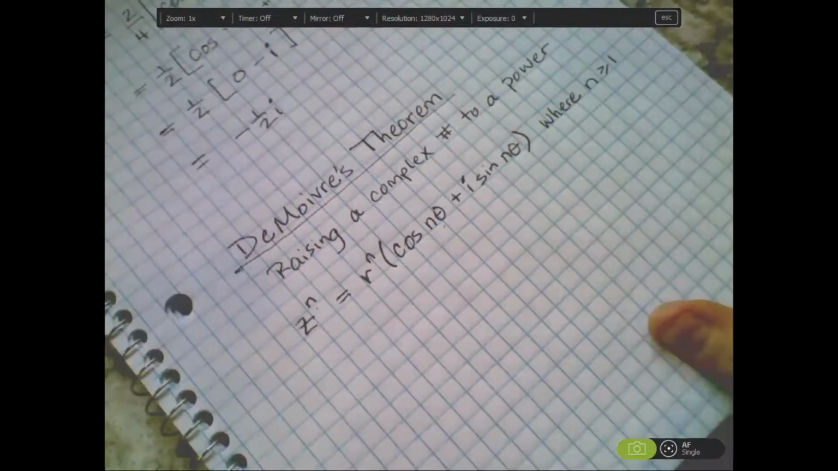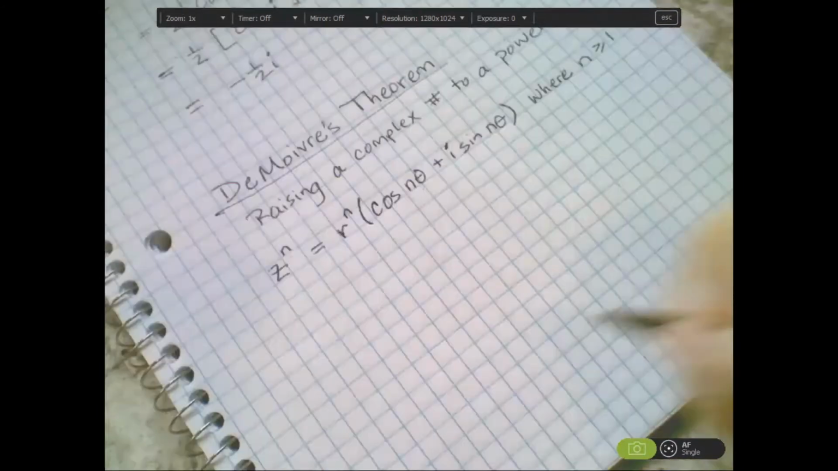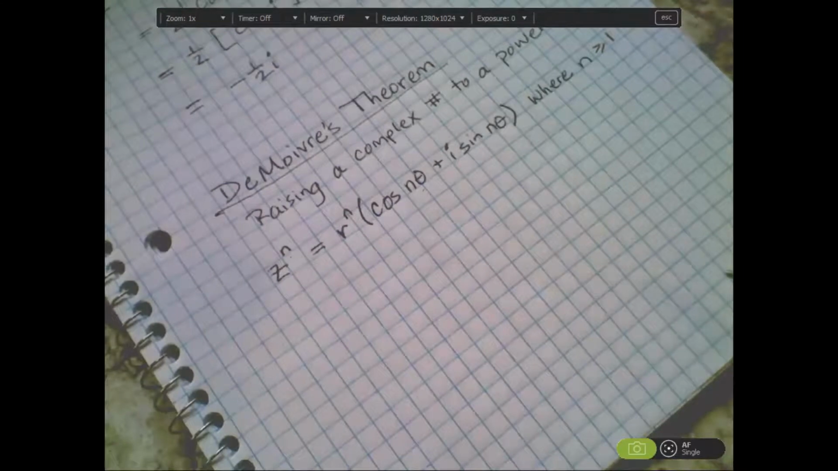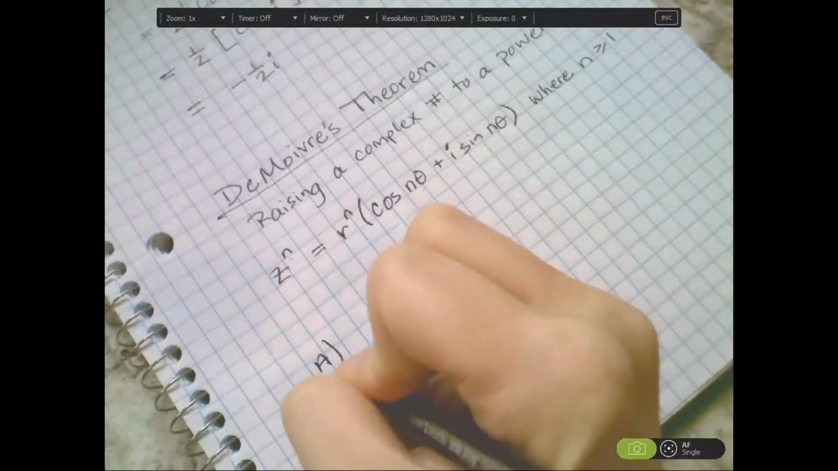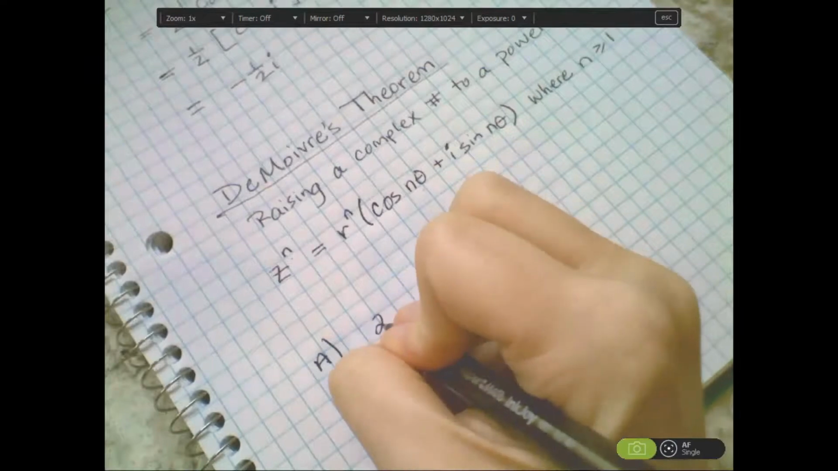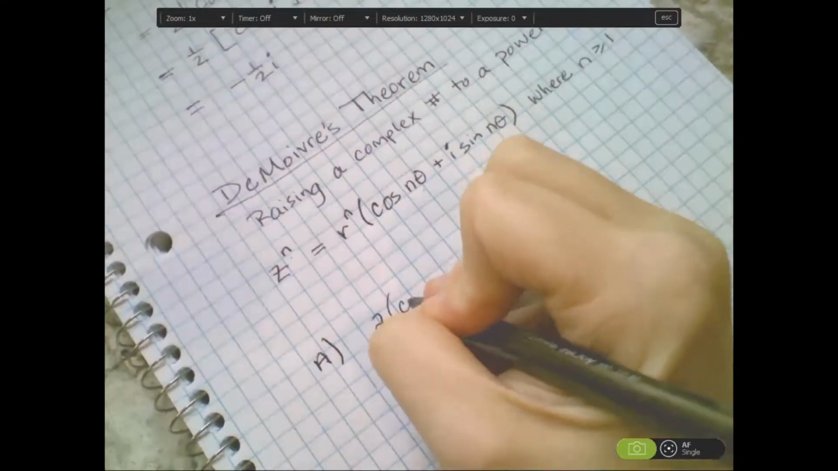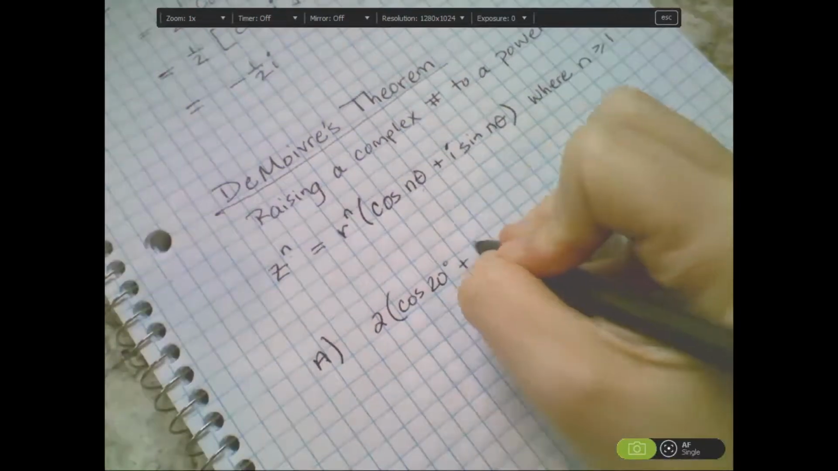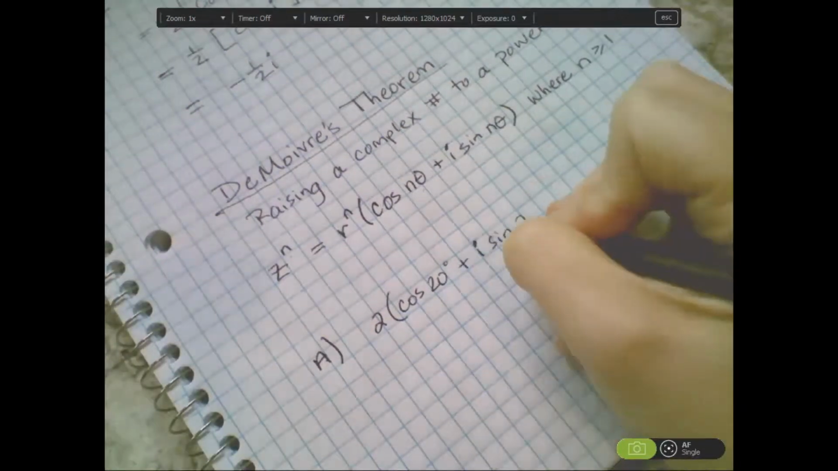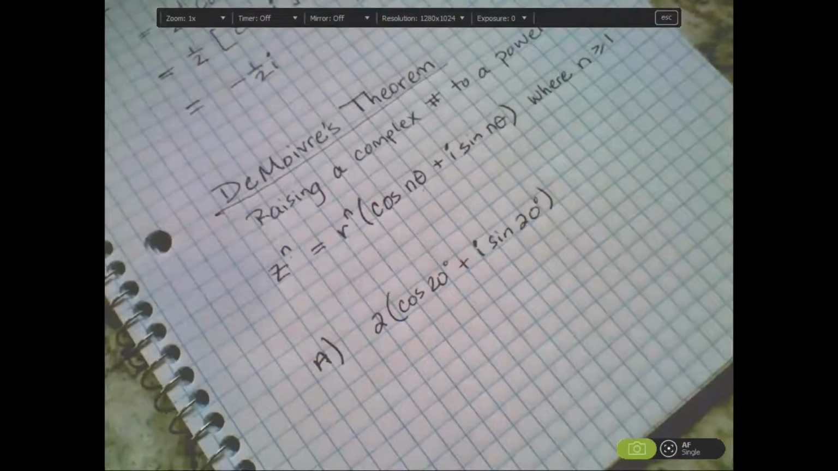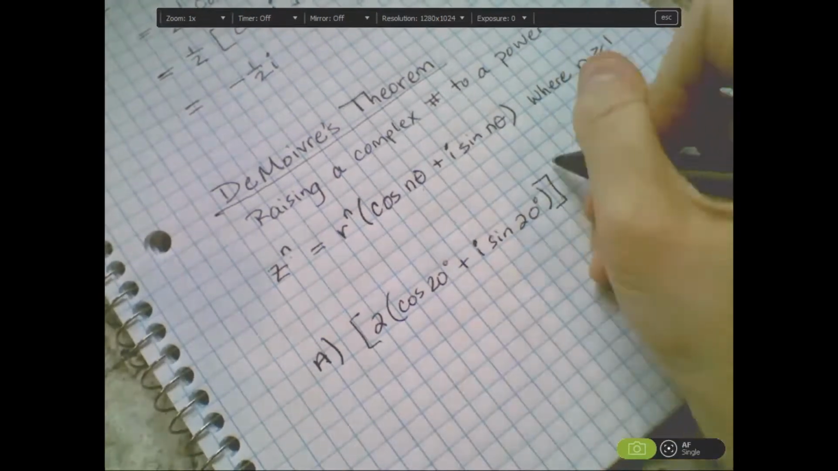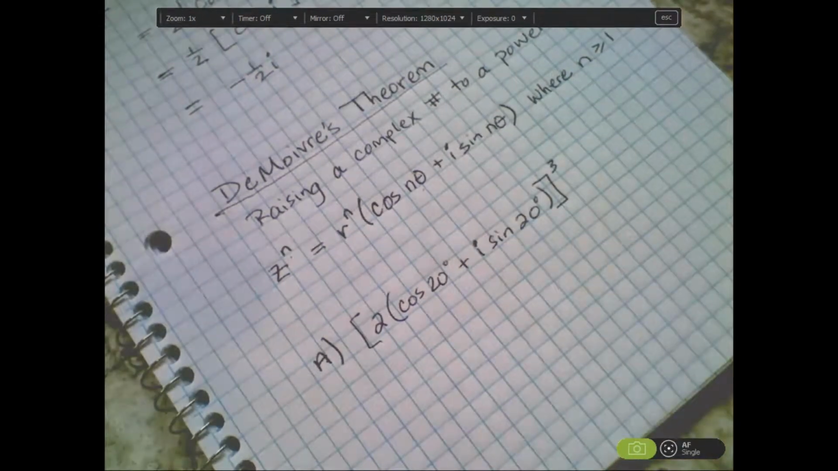All right, so our first one, our number is already kind of in this polar form, and then we just kind of have to apply the formula to it. So we have 2 cosine 20 degrees plus i sine 20 degrees. So that's our number, that's our complex number, it's in polar form. And we want to take that and we want to raise it to the 3rd power.